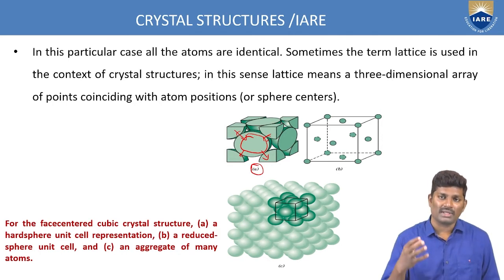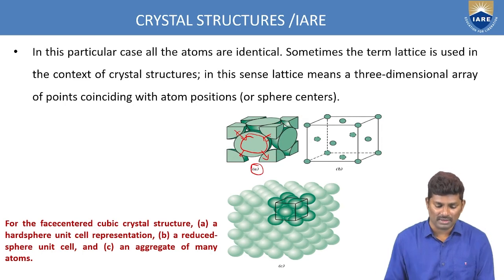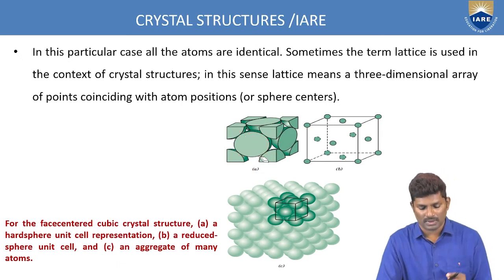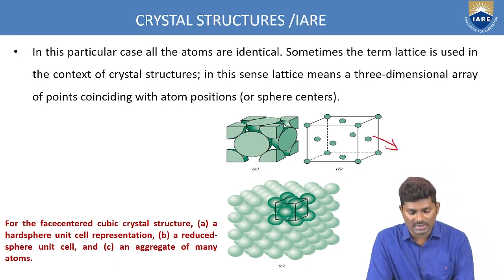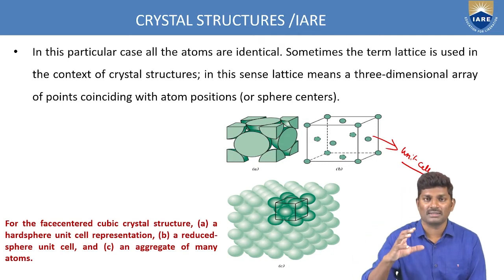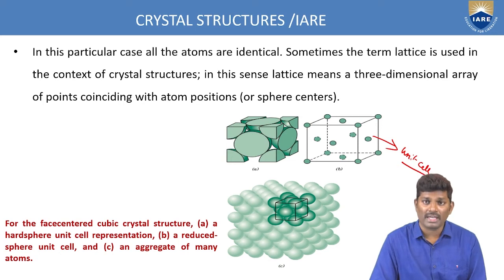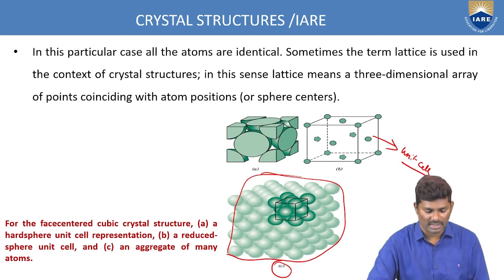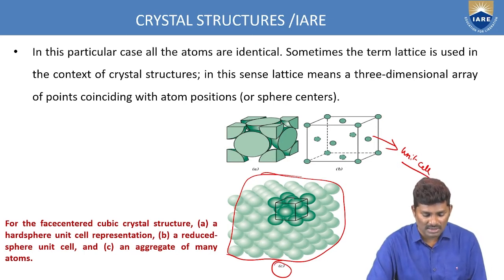Now, we are considering a hard sphere, figure A. From this figure A, we are trying to reduce it into a unit cell. Figure B is called the unit cell. So one unit we are taking from that lattice, from that atomic structure. And how we are taking it: you can see figure C. This is the aggregate of many atoms. You have n number of atoms in this aggregate. From this we are taking a unit cell. This is called a unit cell.